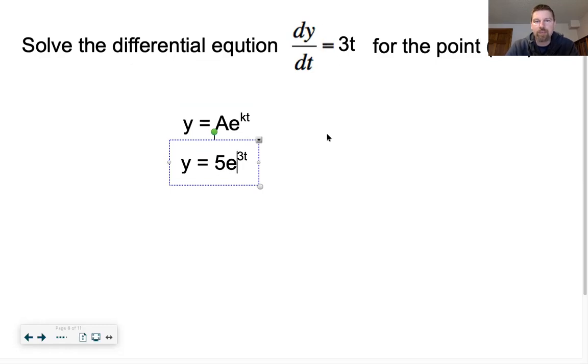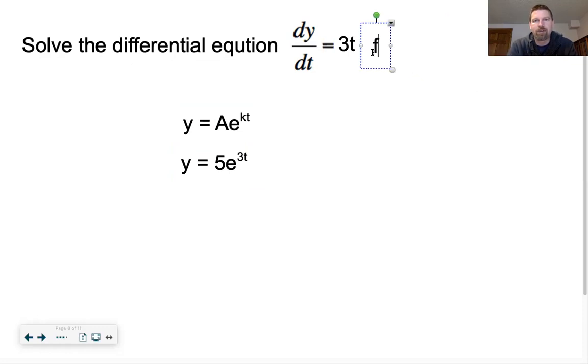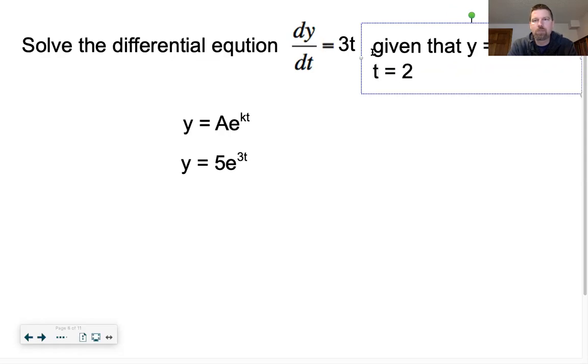3 because that's my value of k. Done. Like it's a 2-second problem. If they wanted to, they could have made this slightly harder. They could have said, instead, given that y equals 8 when t equals 2.